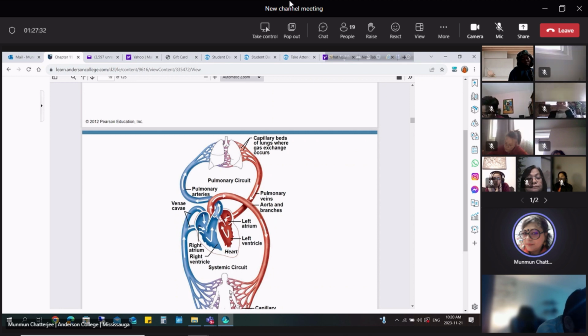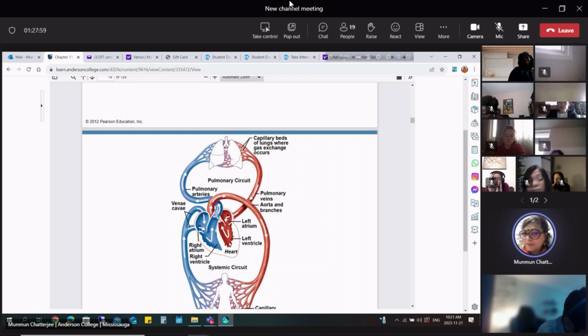Then gaseous exchange, everything done. Then carrying the waste products, the deoxygenated blood, it again comes to the right atrium. So this right atrium and left atrium are the receiving chambers, because the deoxygenated blood is coming to the right atrium, and oxygenated blood from the lungs is coming to the left atrium. Receiving chambers.